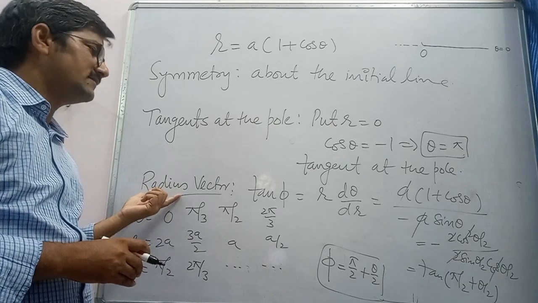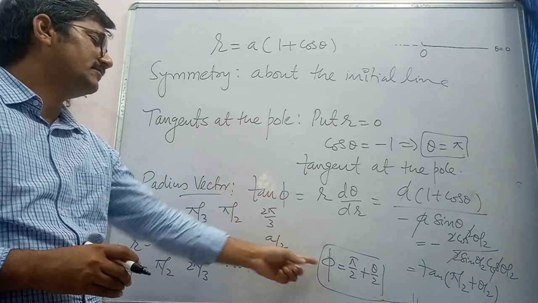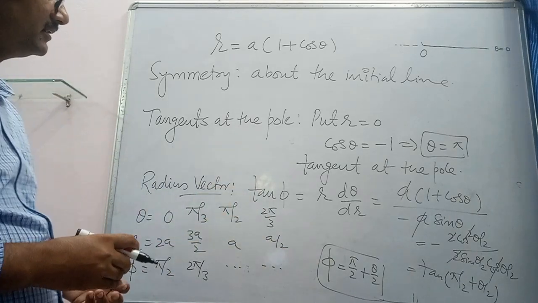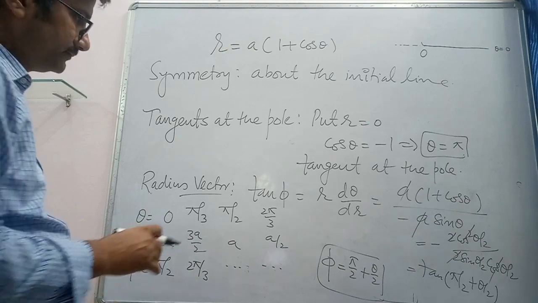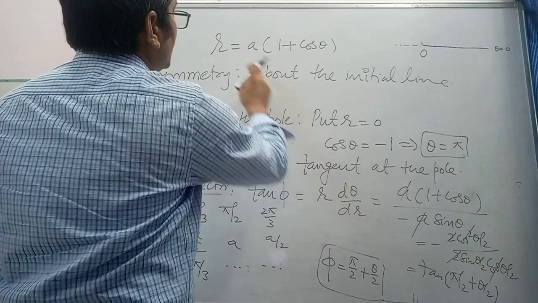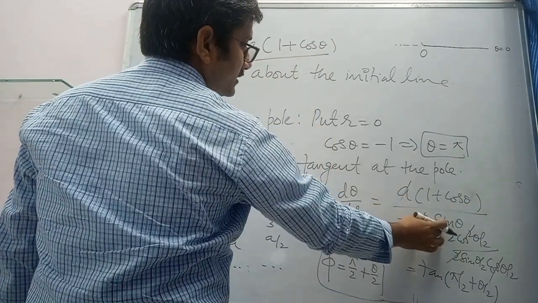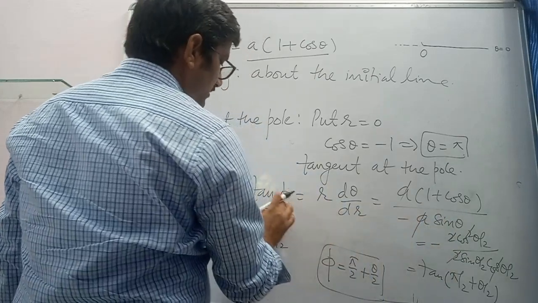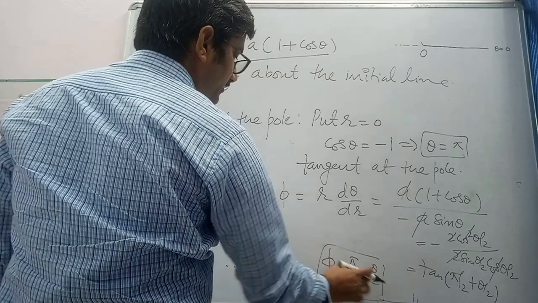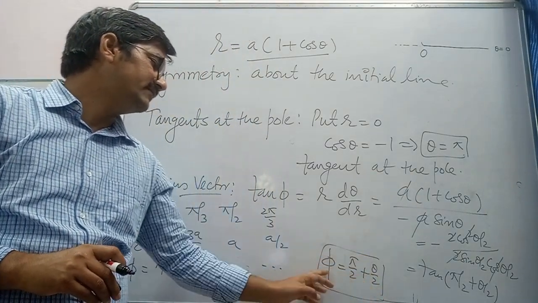To get the radius vector, we can find the value of phi. Phi is the angle between the tangent at a point to the curve and the radius vector. So tan phi is equal to r d theta by dr. The value of r is put here, and dr by d theta is this. After solving this, tan phi is equal to tan (90 plus theta by 2), so phi is equal to pi by 2 plus theta by 2. So we can put any value of theta here and we can find phi.